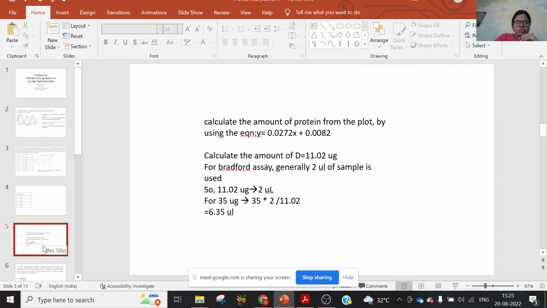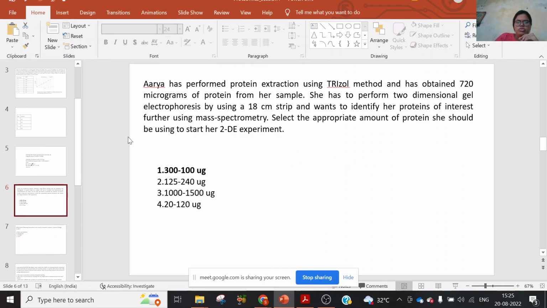Okay, so now we'll move to another question. This is another question from our assignment 2. Arya has performed protein extraction using the trizol method and has obtained 720 micrograms of protein from her sample. She has to perform two-dimensional gel electrophoresis by using an 18 centimeter strip and wants to identify her protein of interest further using mass spectrometry. Select the appropriate amount of protein she should be using to start her 2DE experiment.